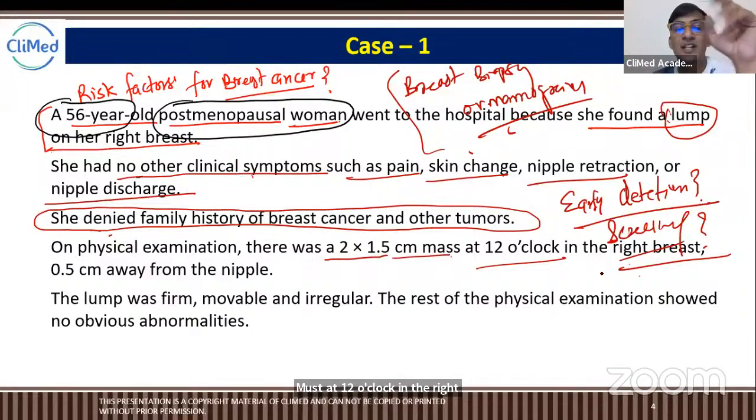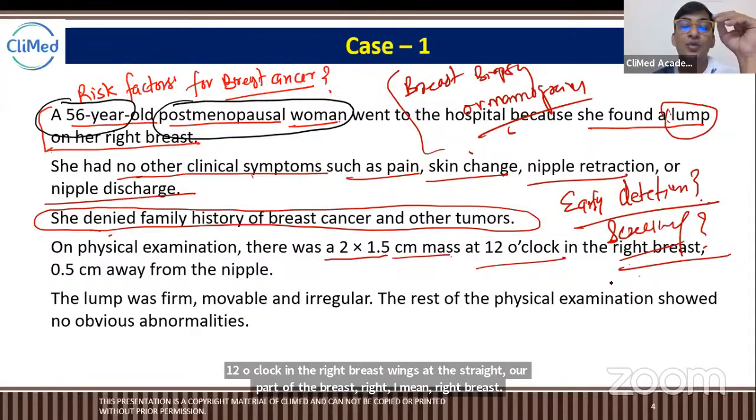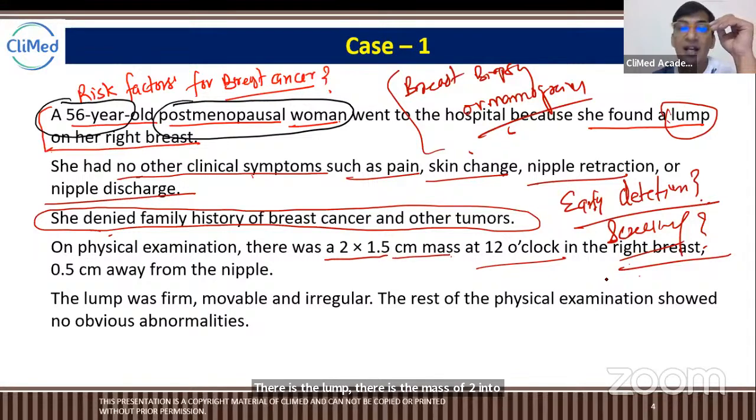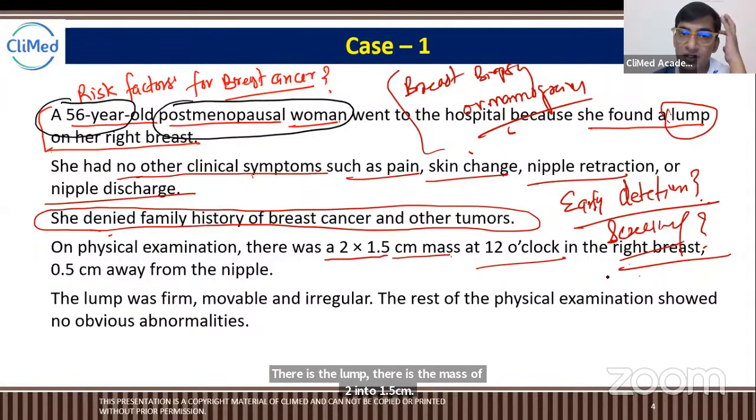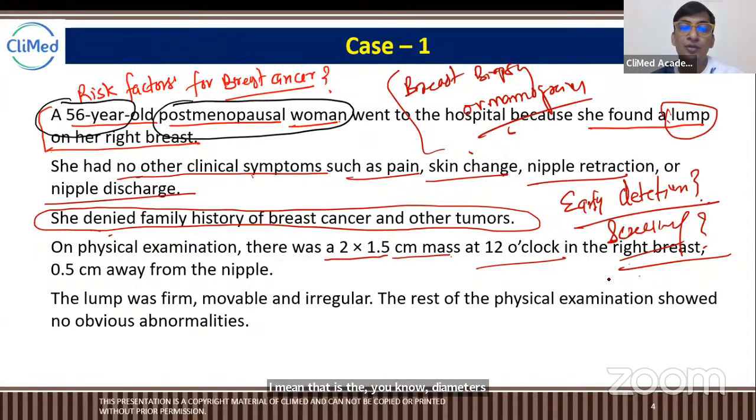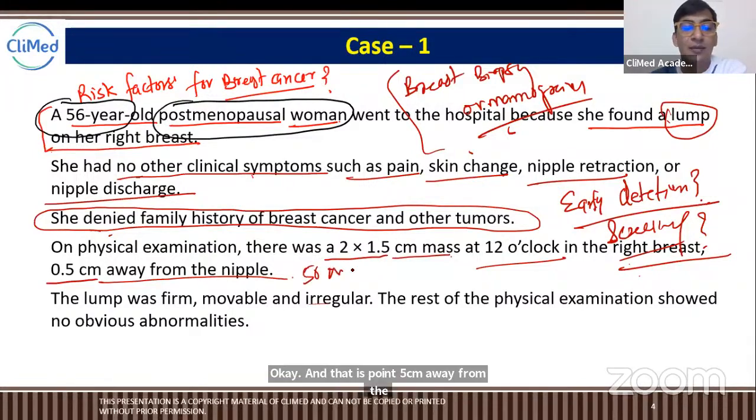12 o'clock in the right breast means the straight above part of the breast, the right breast. There is a lump, a mass of 2 by 1.5 centimeters. That is the diameter of the mass. And that is 0.5 centimeter away from the nipple. That is the mass, right?